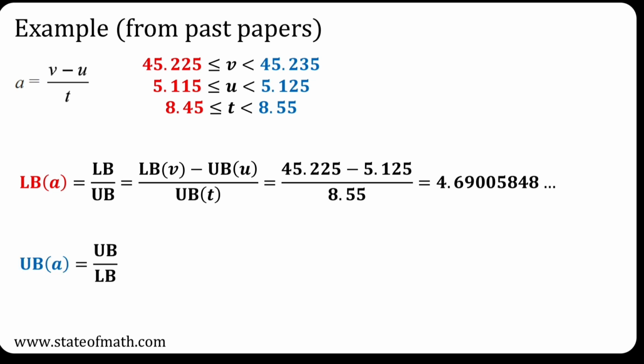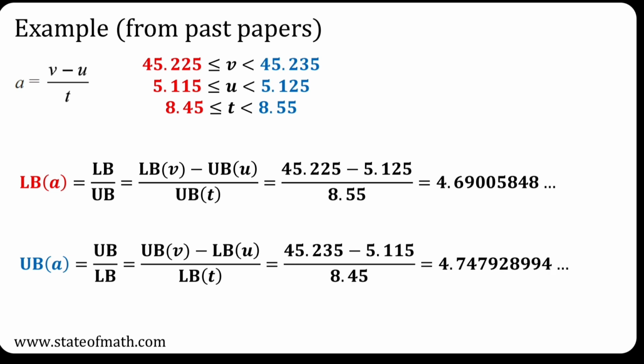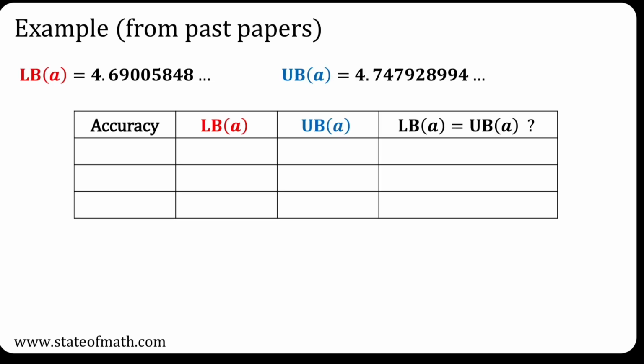For the upper bound of a, I will need the upper bound of the numerator over the lower bound of the denominator. And to find the upper bound of the difference in the numerator, I'll do upper bound of v minus lower bound of u. Replace the values in the formula and calculate the upper bound of a. To finish off this question, let's consider the following table.